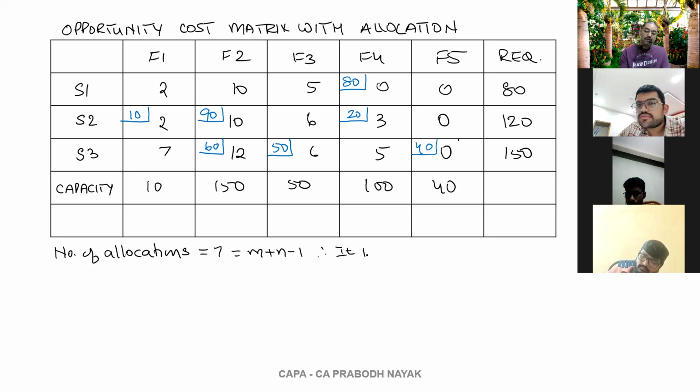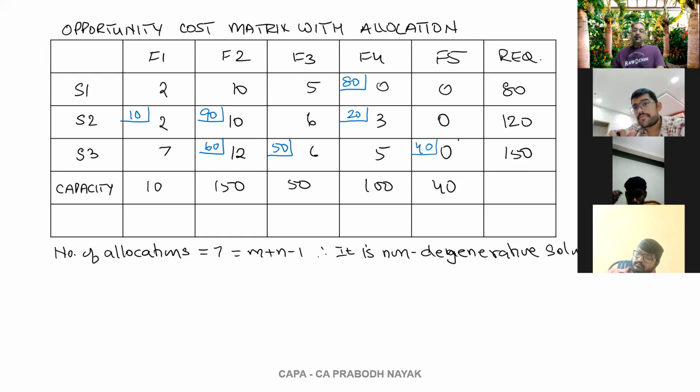Therefore, it is a non-degenerate solution. Non-degenerate solution means it's an optimal solution. Now, if it is an optimal solution, we should be able to calculate the minimum cost. If we are asked to calculate the minimum cost, yes, I will calculate it. That is the minimum opportunity cost: 10 into 2 plus 90 into 10 plus 60 into 12 plus 50 into 6 plus 80 into 0 plus 20 into 3 plus 40 into 0.